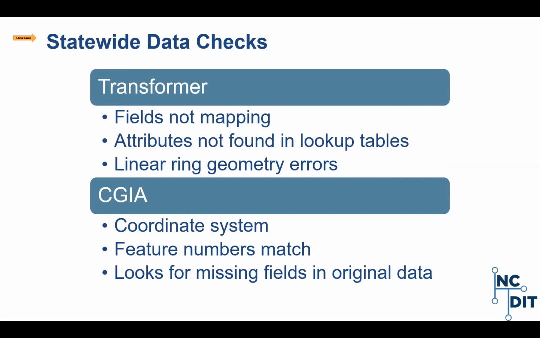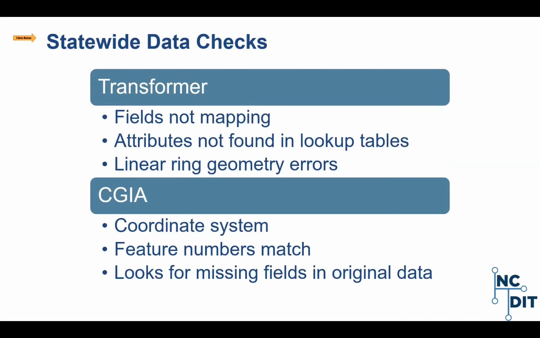We check to see if the original data was provided in North Carolina State Plane. We also check the original file against the transformed file to see if the feature numbers match. Sometimes when there's a discrepancy there, it's because of those geometry issues being reported. More often than not, those geometry issues are actually empty geometry found in the original file.